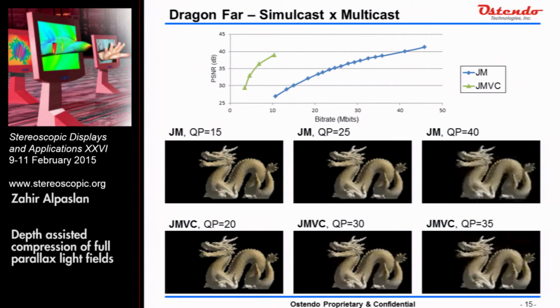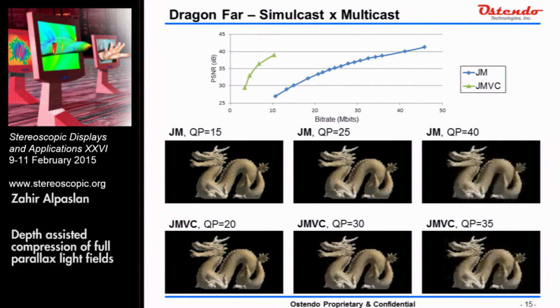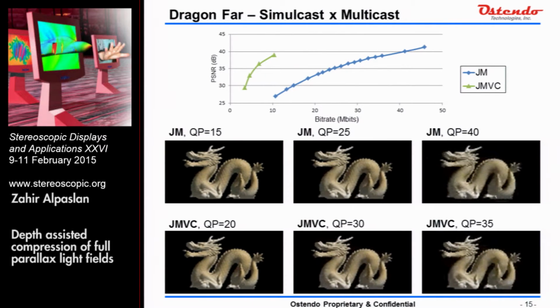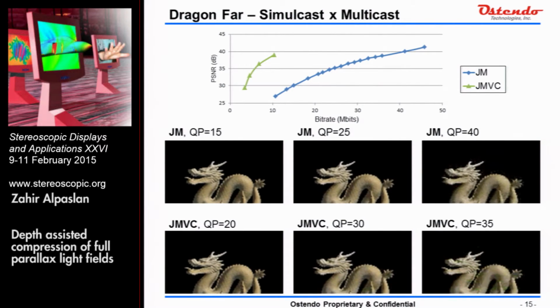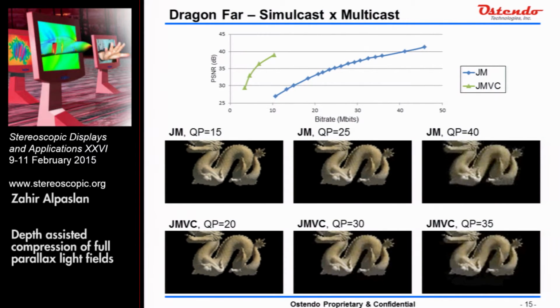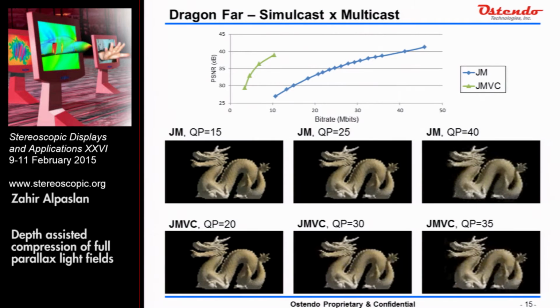And then this is the case of the Dragon light field, just analyzing Simulcast. That is, I'm sending all the information here. In the case where I'm sending all the information, you can see that JMVC is a lot better. That is, there is a lot more to explore there.